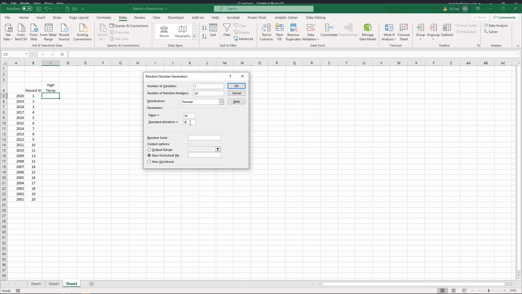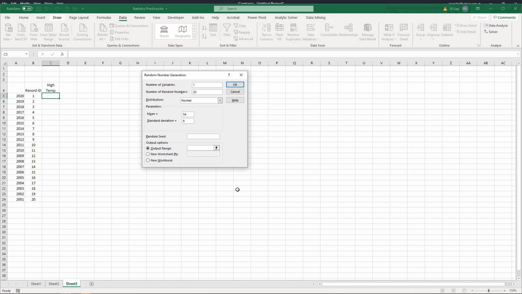This is jumping ahead, but your knowledge of standard deviation helps. I can't draw anything here until I'm done with this, but if you take 54 minus 6 degrees, your standard deviation being 6 degrees, that's 48, all the way up to 54 plus 6, which is 60. Between 48 and 60, we're telling the random number generator that 68% of all the numbers will fall between plus and minus 1 standard deviation. So we don't worry about the random seed.